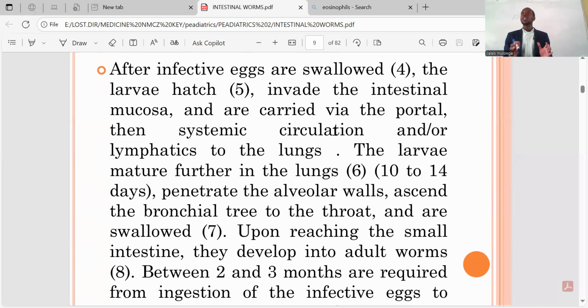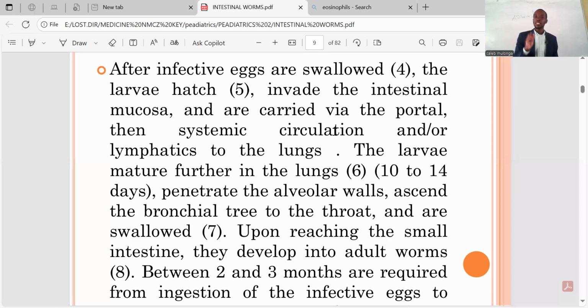So we have reached a point where these eggs have matured, they have embryonated, and they've become infective. At this point, someone swallows those eggs. You can swallow those eggs through contaminated water, contaminated food, or contaminated soil that you have ingested. So one swallows eggs, not a larva. They are swallowing an egg that is embryonated and developed.